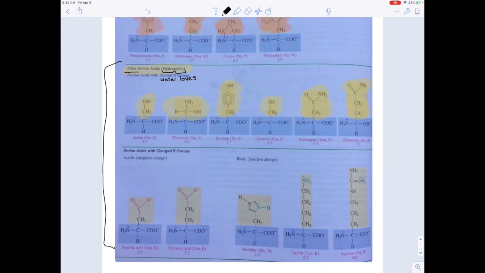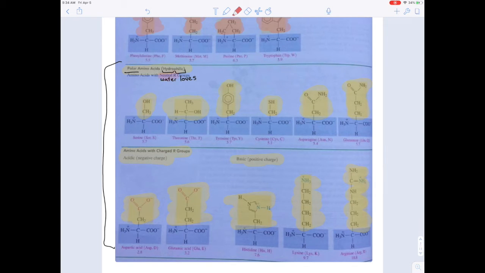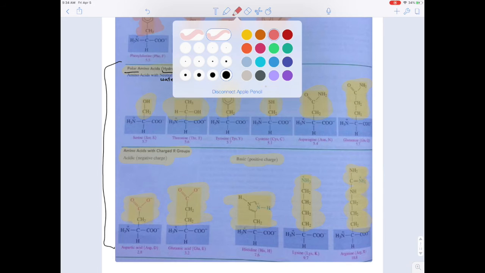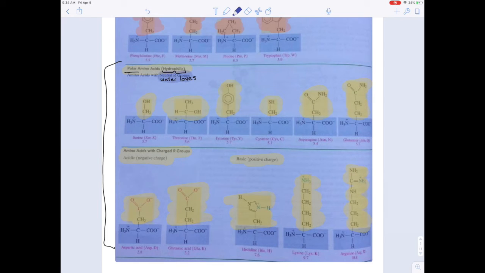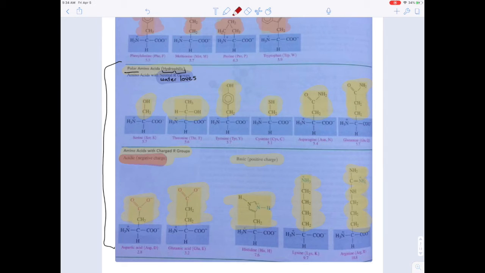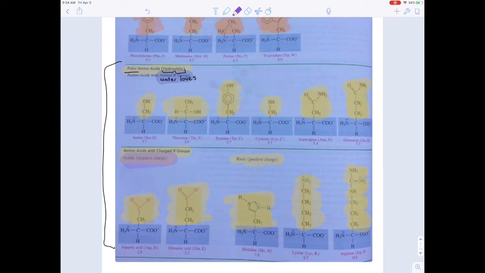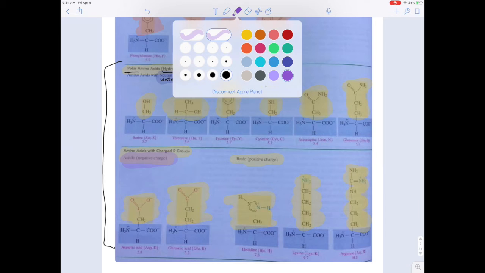Now, all of these are polar. Everything from that down, these are all polar. Within polar, there are two categories. There is neutral, and there is acidic, and there is basic.